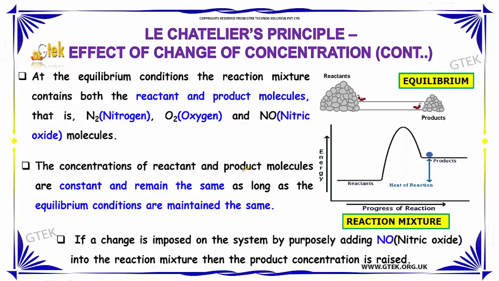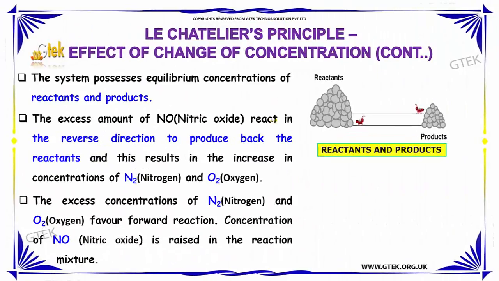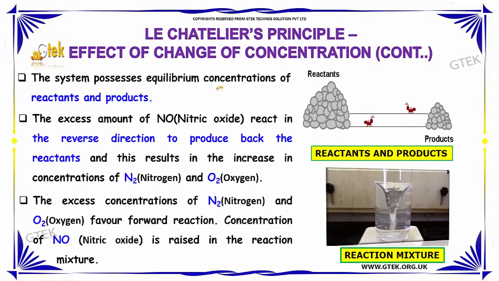The concentrations of reactants and product molecules are constant and remain the same as long as the equilibrium conditions are maintained the same. If a change is imposed on the system by purposely adding nitric oxide into the reaction mixture, then the product concentration is raised. Reactants is here, products is here. So the system possesses equilibrium concentration of reactants and products.